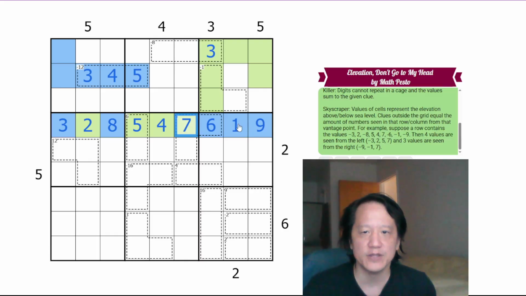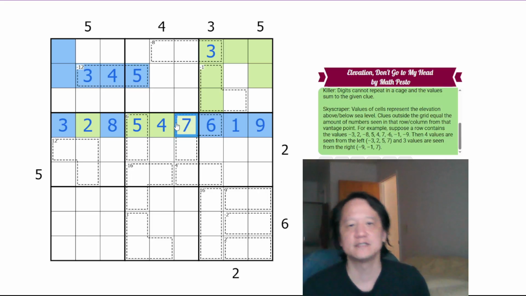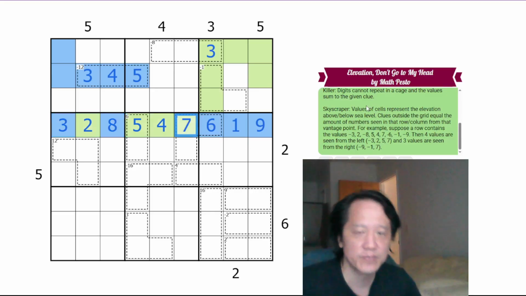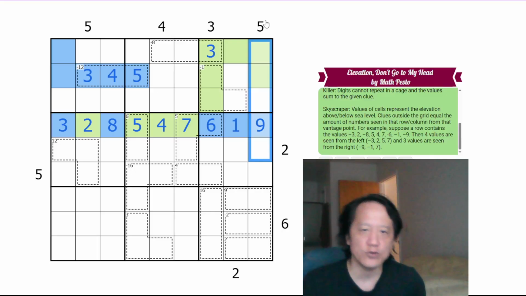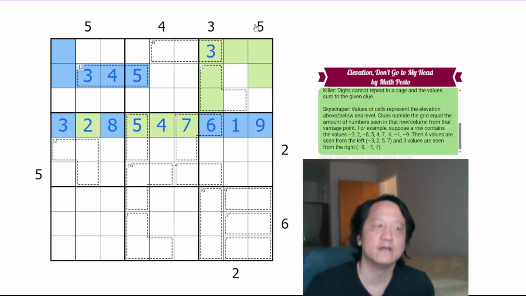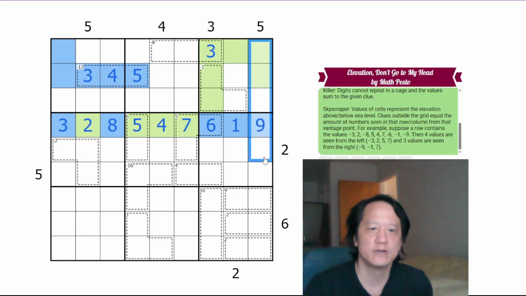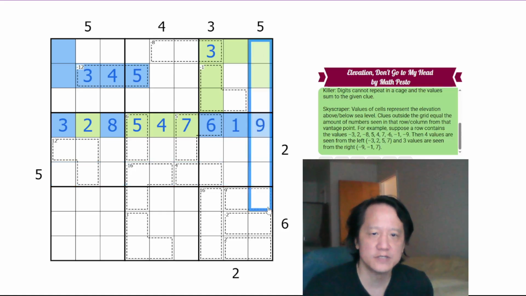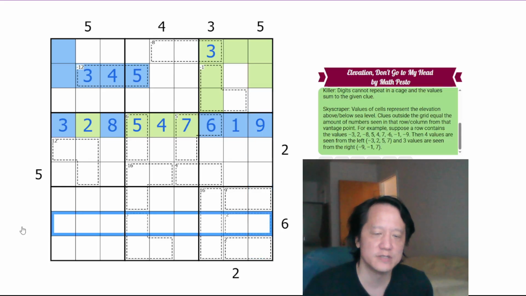And from the right, 3 values are seen. It would see negative 9, negative 1, and 7. And it would not see any of these cells because their values are less than 7. And that's for any clue outside of the grid. So for this row, it must see 5 cells total. This cell must see 5 cells. This cell must see 6 cells, etc.